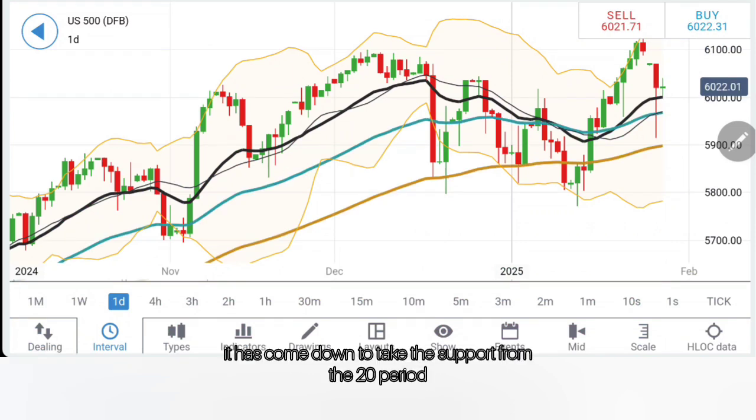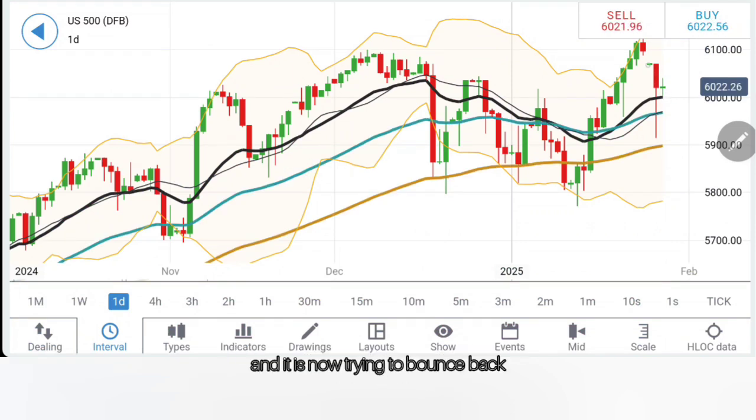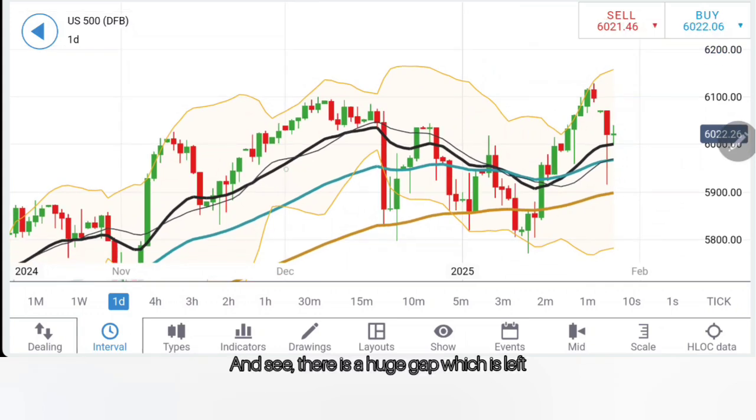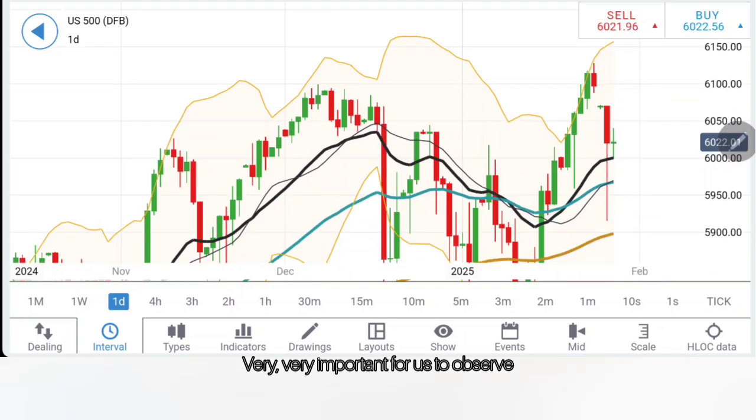What it has done, it has come down to take the support from the 20 period, and it is now trying to bounce back. And see, there is a huge gap which is left, which is yet to be filled, and today I can see a bit of swings here. Very, very important for us to observe.